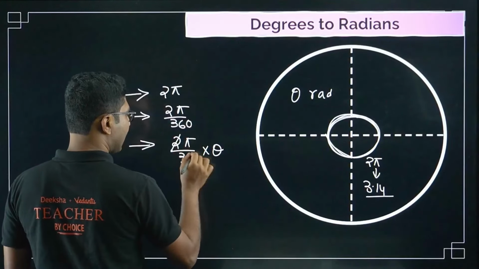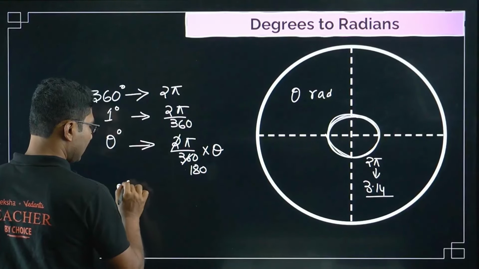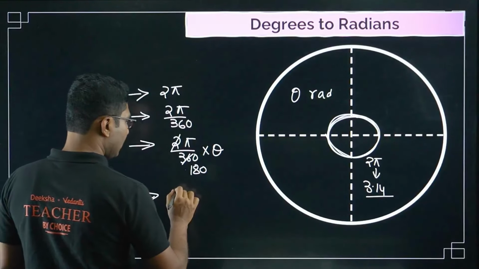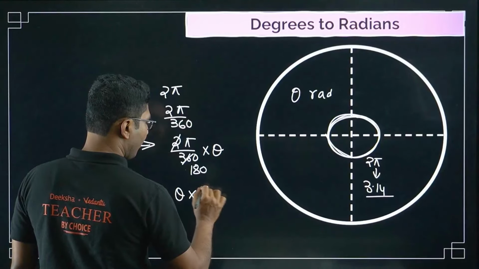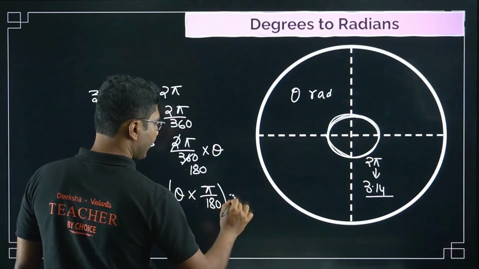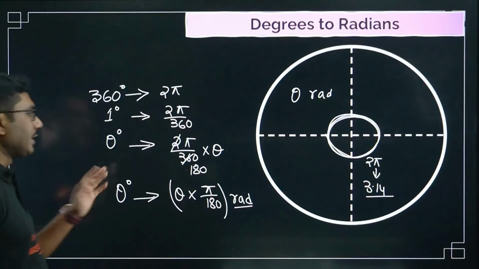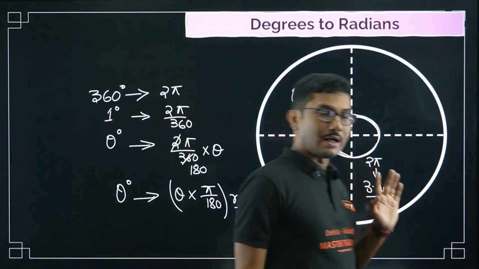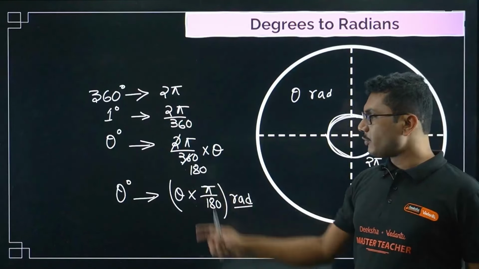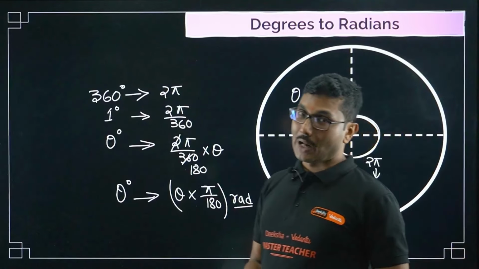Okay, so they cancel, and you get theta degree is equal to theta into pi by 180 radian. Okay, so this is how you have to convert from degree to radian. It has a lot of applications. For example, if you put theta equals 90 degree, you get the angle to be pi by 2.